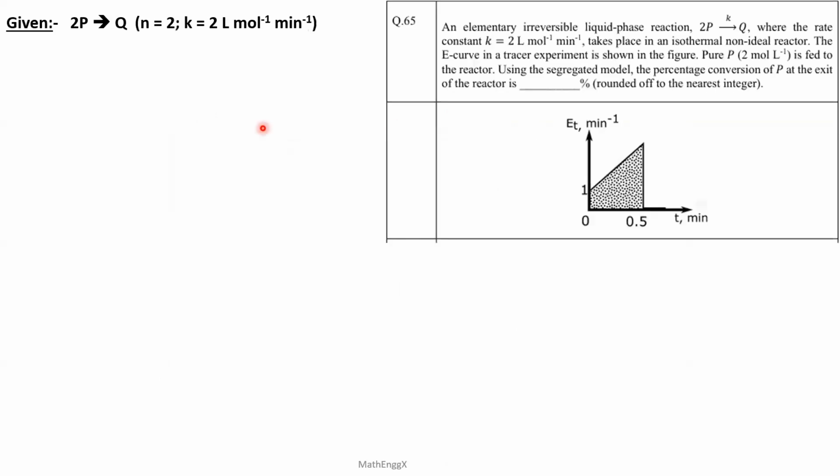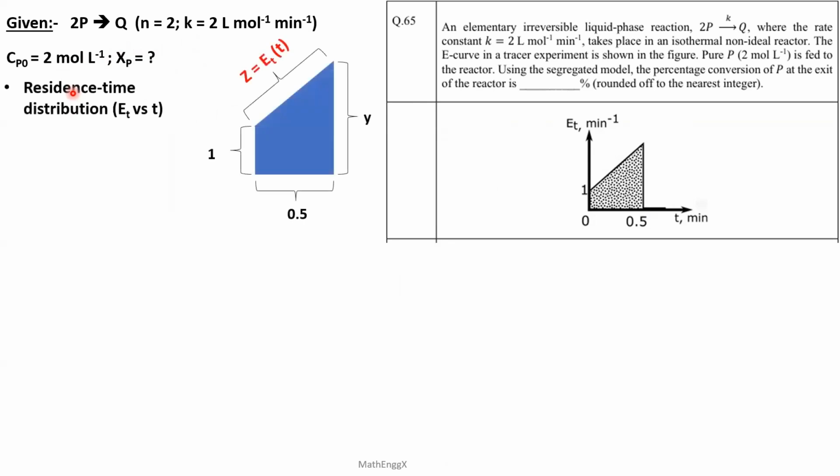So we have a second order reaction whose rate constant is 2 liters per mole minute. The initial concentration of the reactant is 2 moles per liter. We need to find the conversion at the exit of the non-ideal reactor. So let me just redraw this residence time distribution figure. It is in the form of a trapezium. Here we know two sides as 1 and 0.5 units. The other two sides are unknown. So let me rename them as Y and Z.